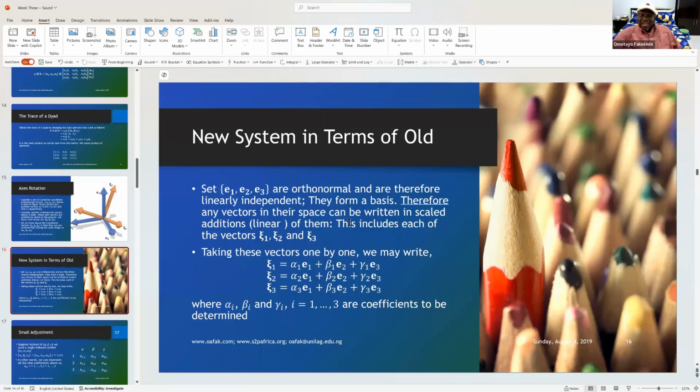So if we have that, we have 9 coefficients, alpha i, beta i, and gamma i, where i goes from 1 to 3. So you have alpha 1, alpha 2, alpha 3, beta 1, beta 2, beta 3, gamma 1, gamma 2, gamma 3. These are coefficients to be determined. When we determine these coefficients, then we have been able to express xi1, xi2, and xi3 in terms of E1, E2, and E3.